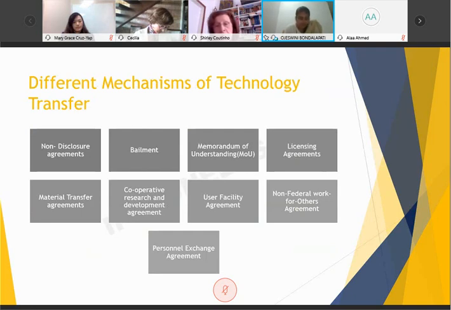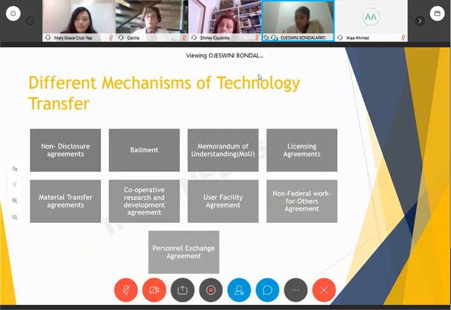And a cooperative research and development agreement is a mutual agreement where there is an exchange of research work among the organizations. And a user facility agreement is also where the partner directs the activity that occurs within the framework of the agreement. And non-federal work for others is a contract that enables a non-federal partner to ask the laboratory to perform a defined scope of research work. It shouldn't go outside the scope of your agreement.